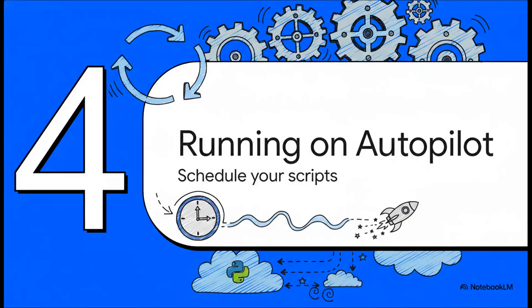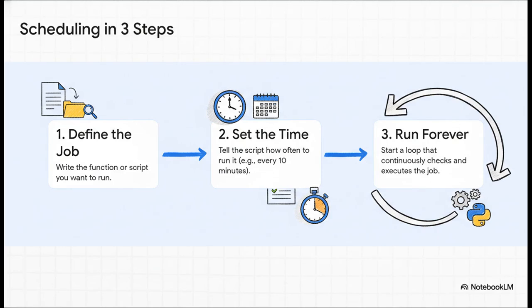So we've built these awesome scripts that save us a ton of time. But what if we didn't even have to click run? Let's take it one step further and put this whole system on autopilot. Using a Python library called schedule, it's as easy as 1, 2, 3. First, you define the job, like our file sorting script. Second, you set the time. Tell it to run every morning at 9 a.m. or maybe every hour. And finally, you start a loop that just runs in the background, checking the clock and kicking off the job when it's time. This is true set it and forget it automation.